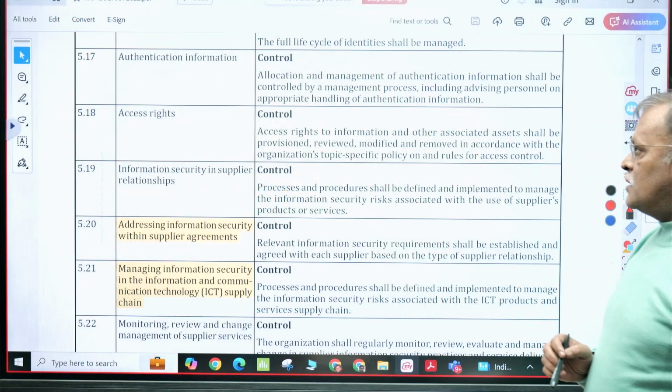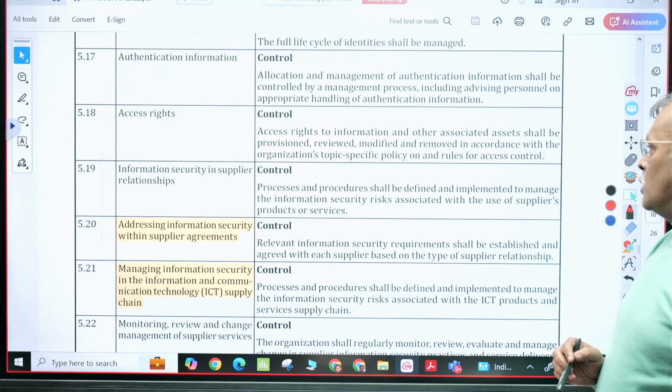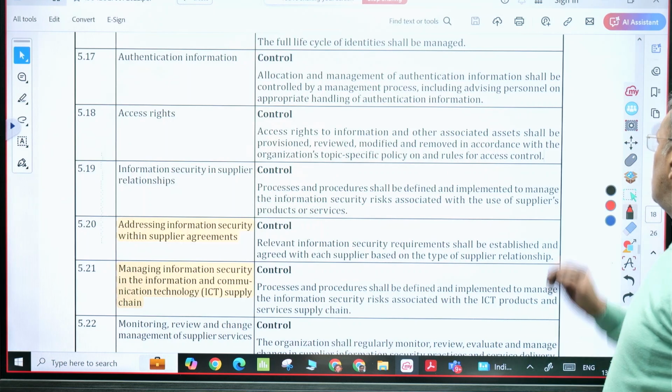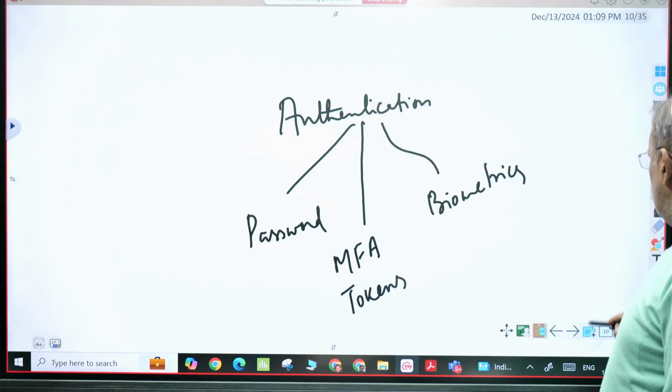5.18 Access rights to information and other associated assets shall be provisioned, reviewed, modified and removed in accordance with the organization's topic-specific policy and the rules for access control. Very, very crucial.